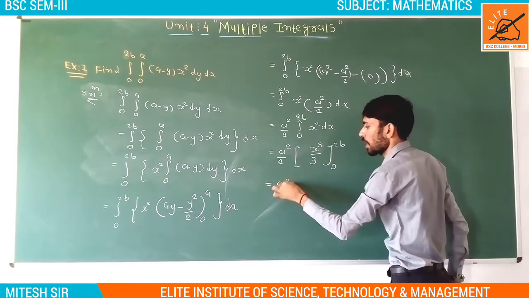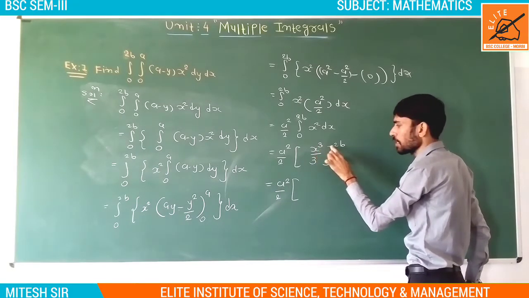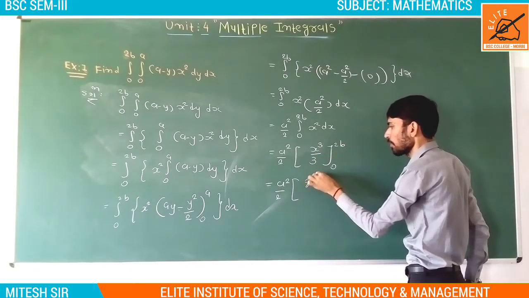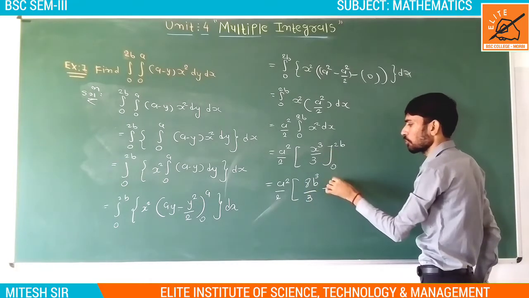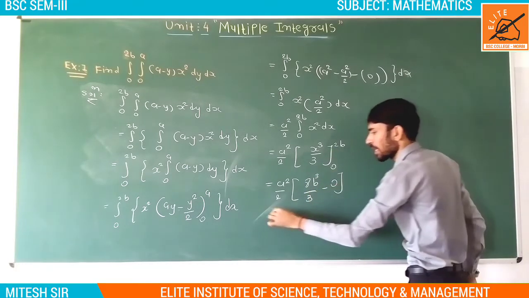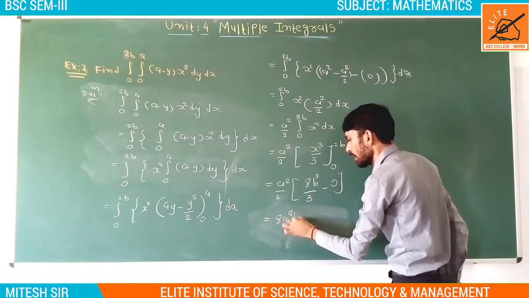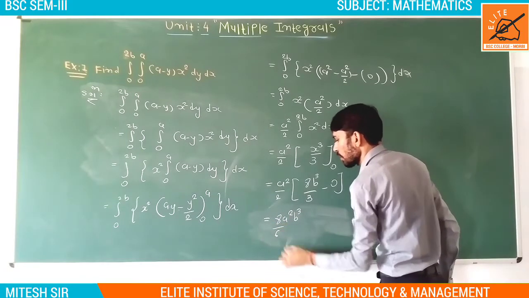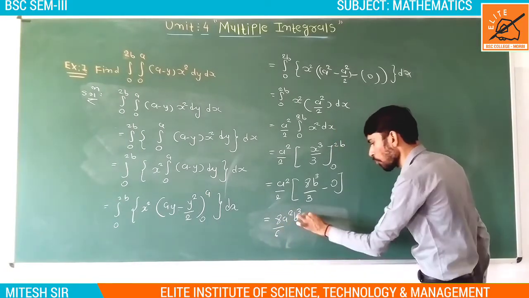So a square by 2, first we apply the upper limit, x cube means 2b cube is 8b cube upon 3, minus lower limit is 0, so 0 upon 3 is 0. So the final answer is 8a square b cube upon 6. So as you know this 8 upon 6 a square b cube gives the volume.